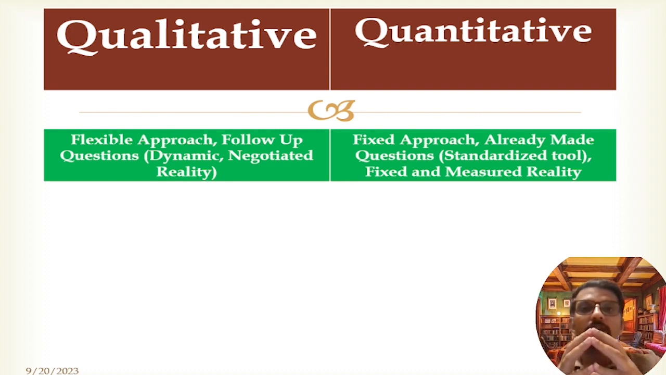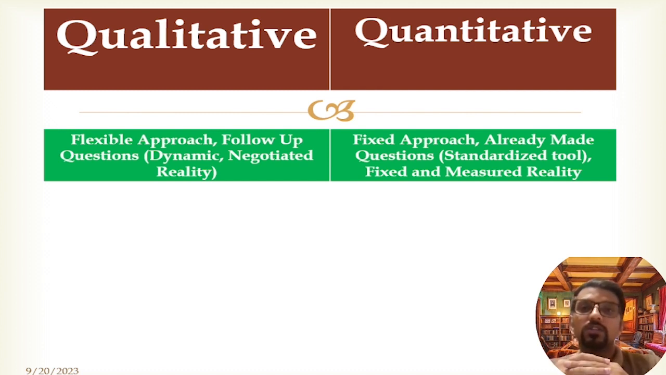Let's try to understand this with an example. In qualitative research, researchers might conduct open-ended interviews with customers, and they start with broader questions like, tell me more about your experience with your new smartphone. And during the interview, they can ask follow-up questions based on the customer's responses. So this is a flexible approach which can uncover various aspects of satisfaction, including unexpected insights, for example, like the emotional attachment to the phone.